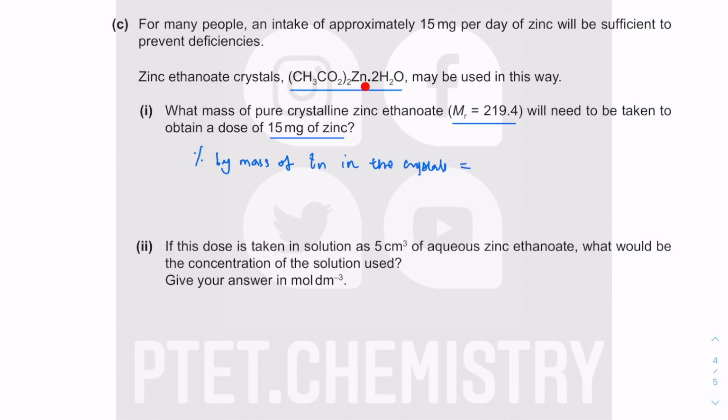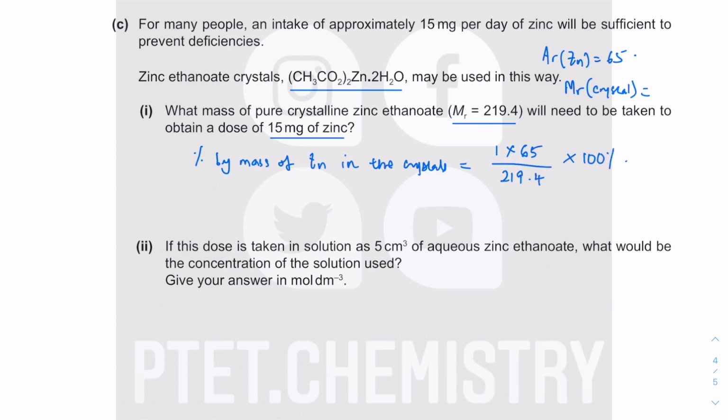How many zinc do we have? We only have 1 zinc, because all of these you have 2 of it. You only have 1 zinc, so it's 1 time. And the relative atomic mass, the AR of zinc, is 65. The MR of the crystals, well, actually they give us the MR already, so there's no need to calculate that. So it's divided by 219.4, multiplied by 100%.